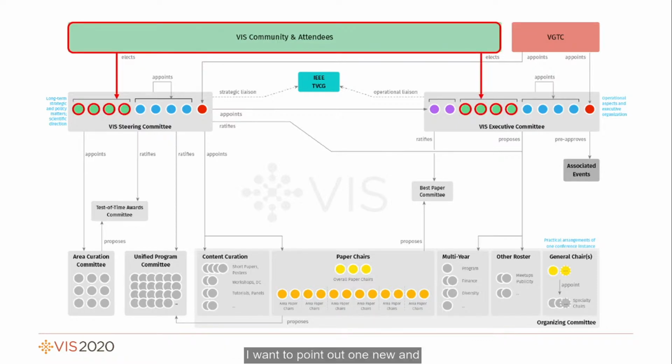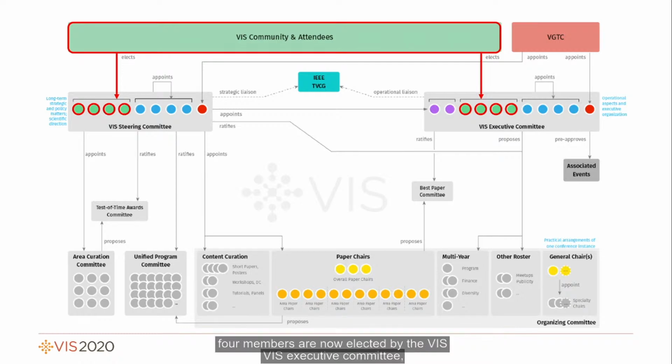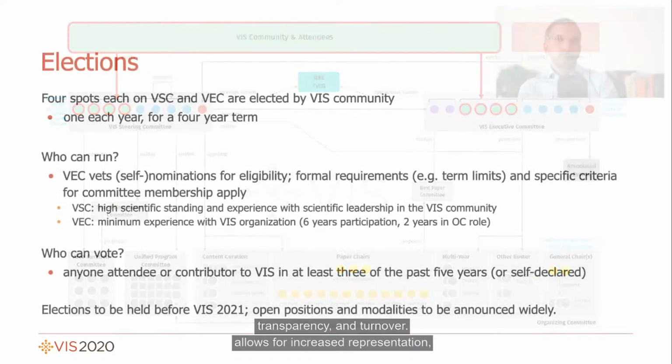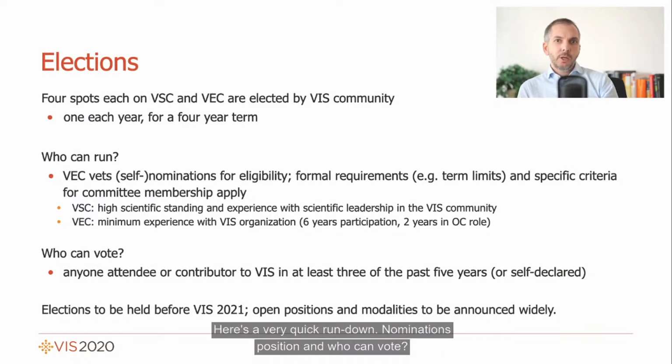I want to point out one new and important aspect of the governance structure as we designed it. In both the VIS Steering Committee and the VIS Executive Committee, 4 members are now elected by the VIS community, 1 each every year for a 4-year term. This allows for increased representation, transparency, and turnover. So how will this work? Who can run for a position and who can vote? Here's a very quick rundown.